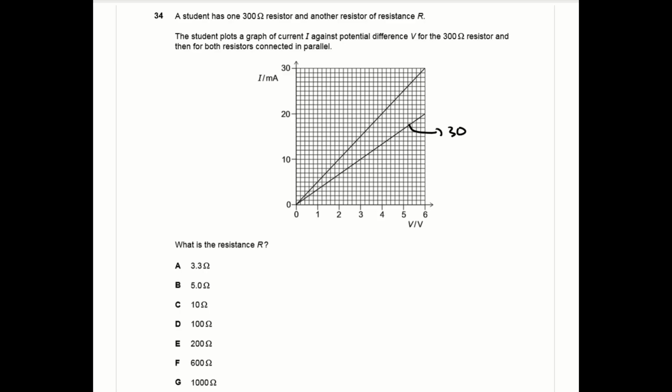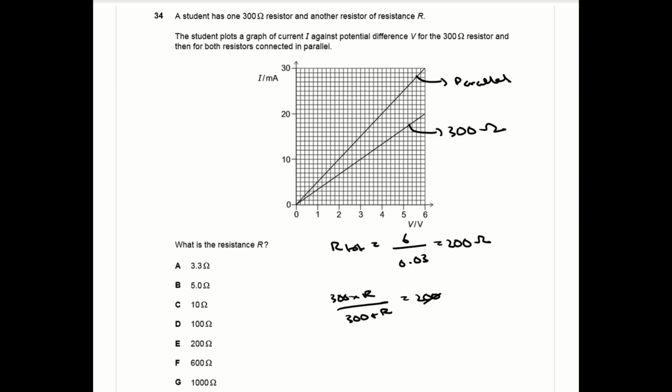So for question 34, you're given an IV graph, and you know that R parallel must be the one with the steeper gradient because it has a lower overall resistance than the 300 ohm resistor by itself. You can work out the total parallel resistance by dividing 6 volts by 30 milliamps, which gives you a resistance of 200 ohms. And then you can use the formula for working out resistances in parallel to give you the value of the unknown resistance R as 600 ohms.